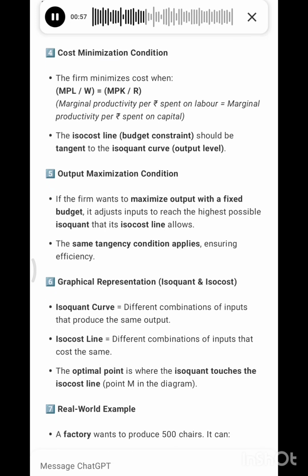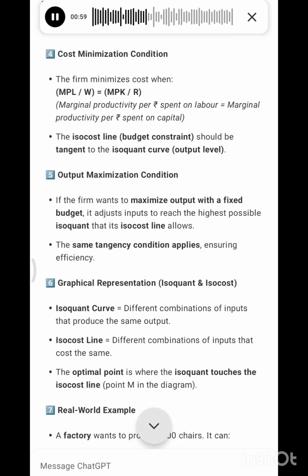4. Cost minimization condition. The firm minimizes cost when MPL/W equals MPK/R. Marginal productivity per dollar spent on labor equals marginal productivity per dollar spent on capital. The isocost line (budget constraint) should be tangent to the isoquant curve (output level).